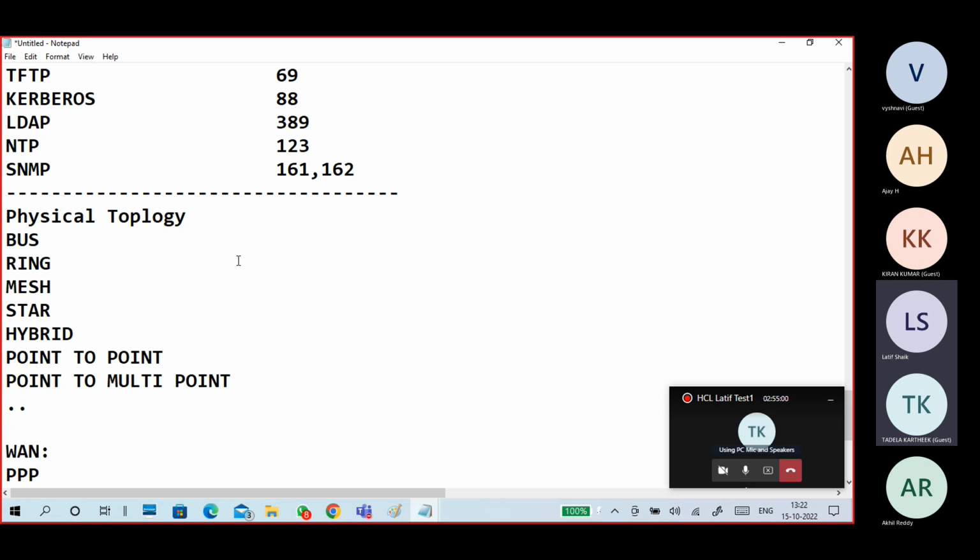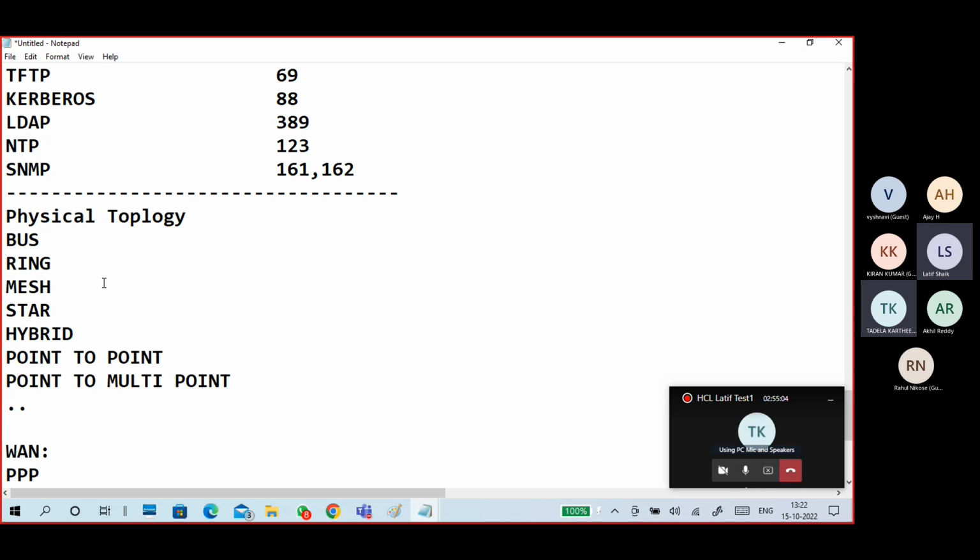Mesh topology, every device is connected to all other devices. It is highly reliable, complex, difficult to troubleshoot and difficult to scale, but it is a reliable network.